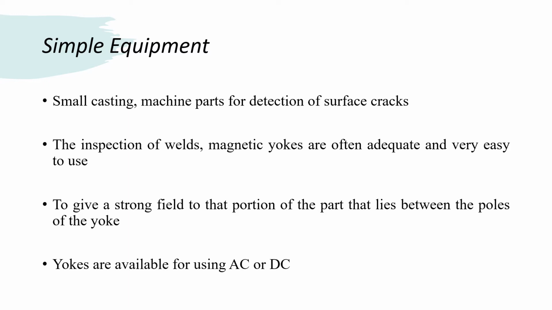So students, simple equipment means equipment used for the detection of surface cracks on small castings and machine parts. For the inspection of welds, magnetic yokes are often adequate and very easy to use. They give a strong field to that portion of the part that lies in between the poles of the yoke. The yokes are available for use with AC or DC. This is the simple equipment method.